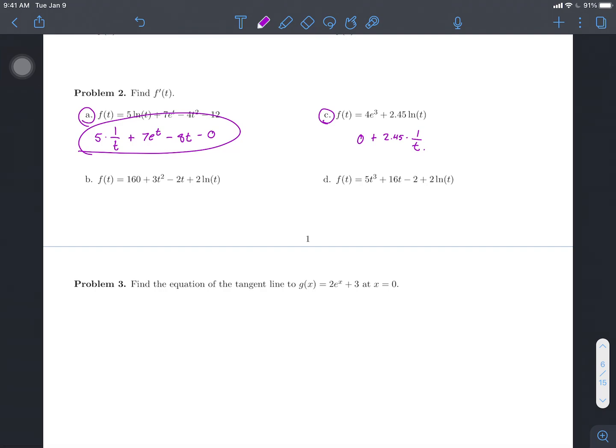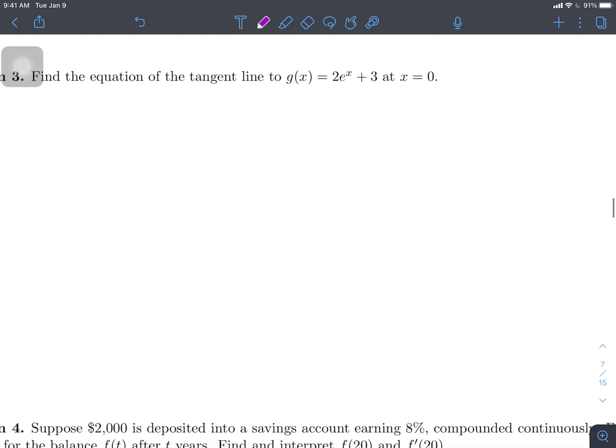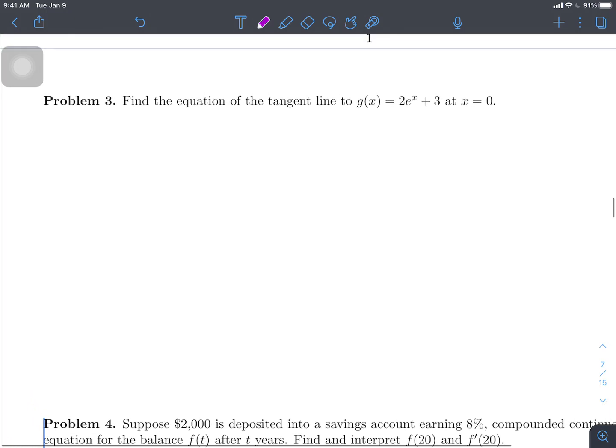Let's see, what do we got? 7 minutes left. Why don't we do another tangent line problem? I feel like we should do another tangent line problem.